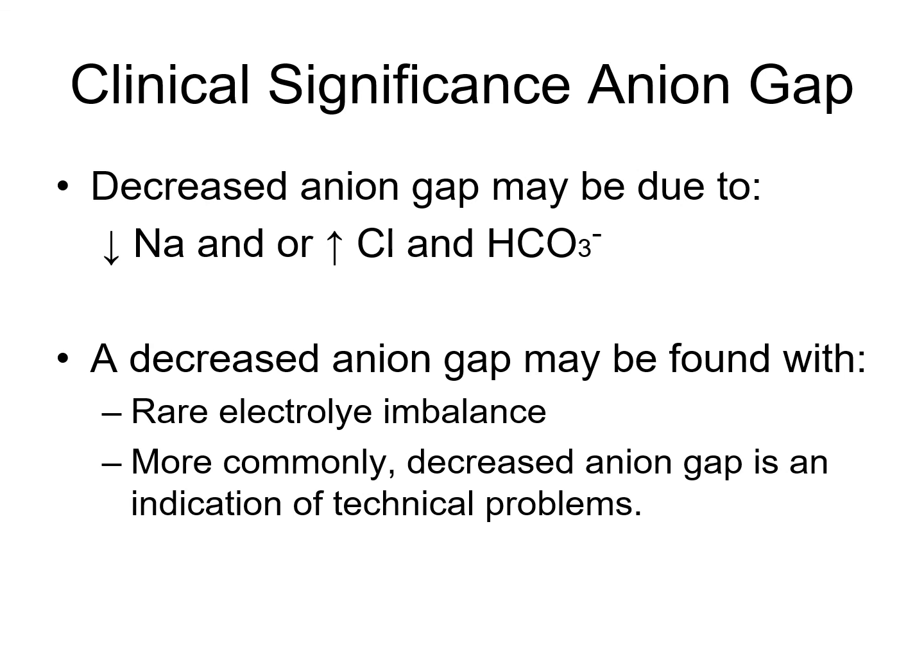A decreased anion gap may be because of sodium being low and an increase in chloride and bicarbonate. Since this is a rare case, it can also be seen in rare electrolyte imbalance. Most of the time when there is a decrease in anion gap, it could be because of technical problems.